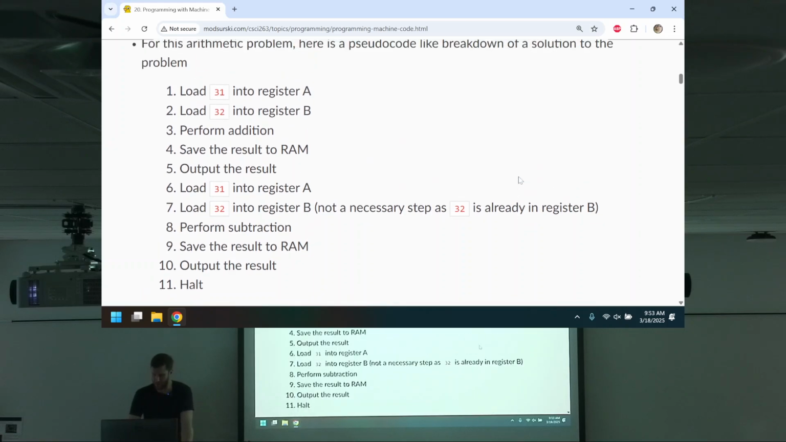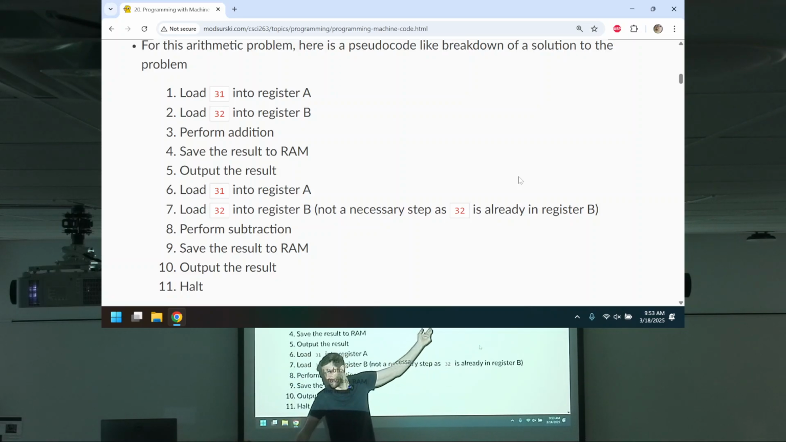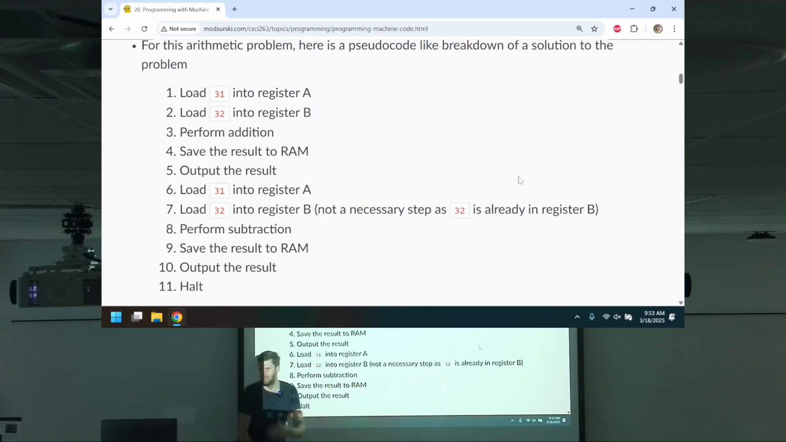So for this arithmetic problem, here's a pseudocode breakdown of a solution. Load 31 into register A, load 32 into register B, perform addition, save the result to RAM, output the result. Load 31 into A, 32 in B, although this really is not necessary as 32 is already in there, but whatever. Let's put it there to make it explicit, right? It's always nice to have your code be as clear and intentional as possible. Perform subtraction, save the result, output the result, halt.